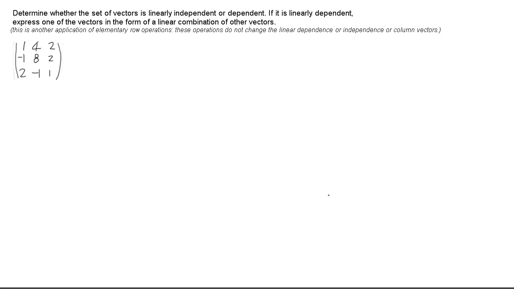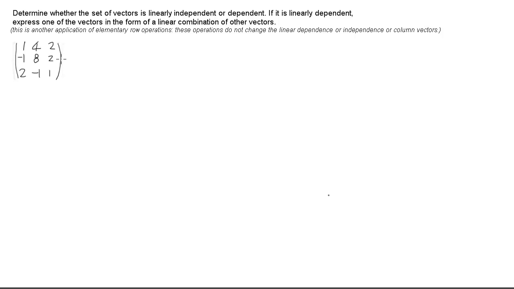Alright, now we have three vectors, and we put them into these column vectors to make a matrix. Okay, and we are trying to determine whether these three vectors are linearly dependent or linearly independent. And the tool we use is still the elementary row operations, reduce a matrix to row echelon form.